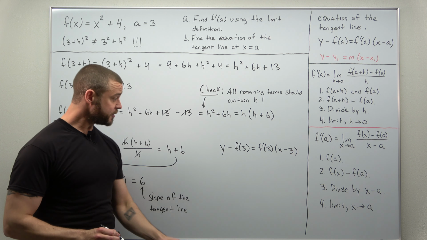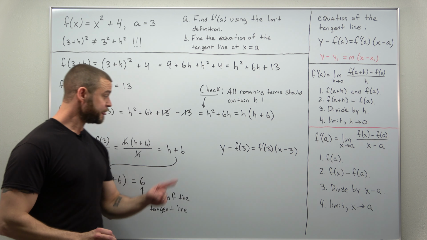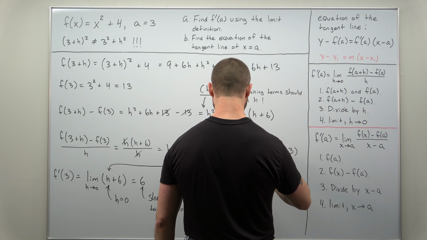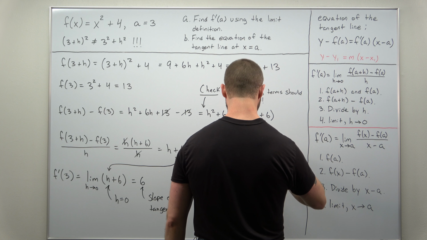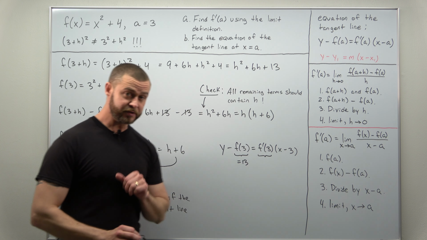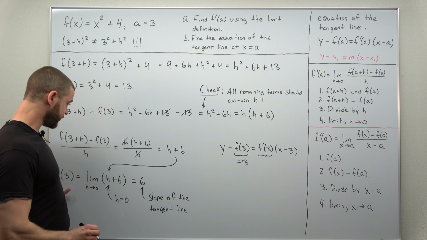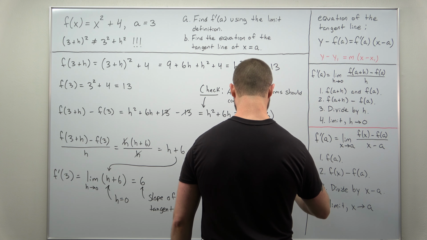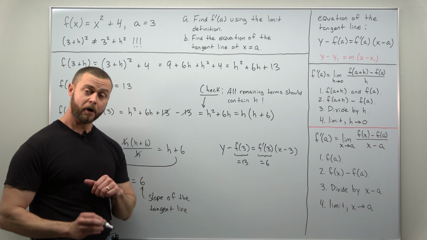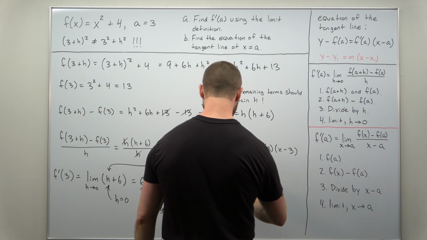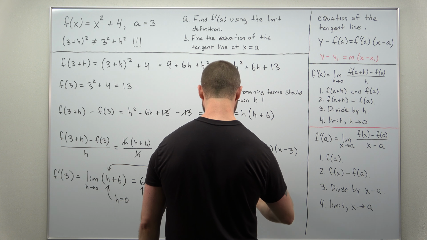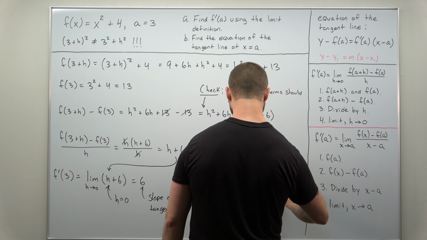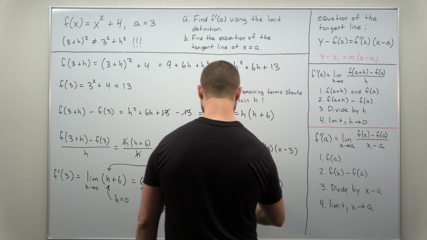And now we just need to plug everything in. We already found in the beginning f of 3. That comes out to 13. And we just calculated, using the limit definition, f prime of 3. That came out to 6. All right, so if we just rewrite that, we get the equation for our tangent line as y minus 13 equals 6 times x minus 3.